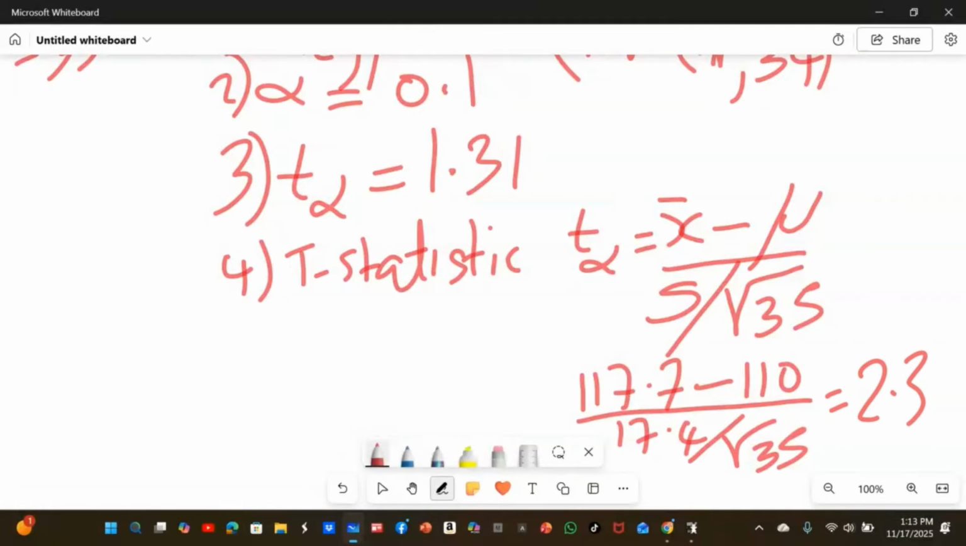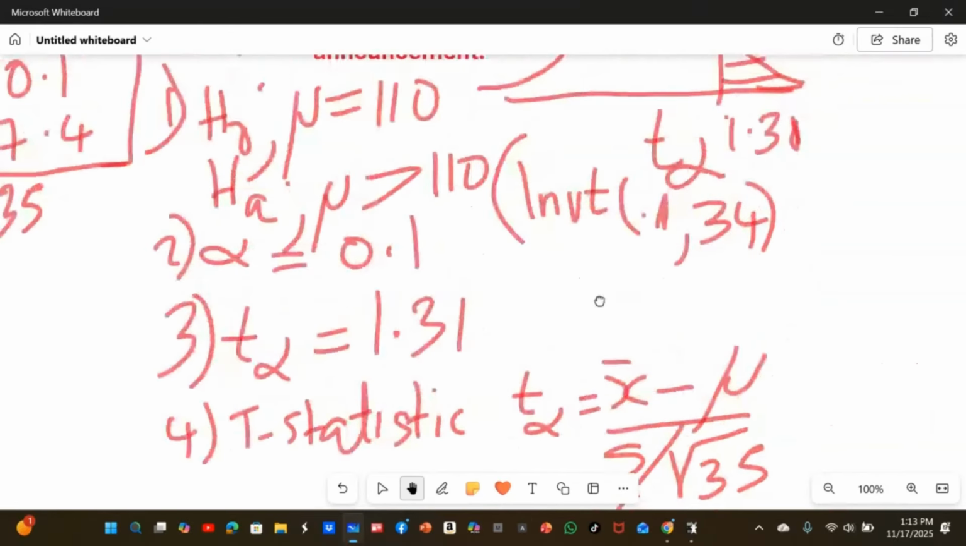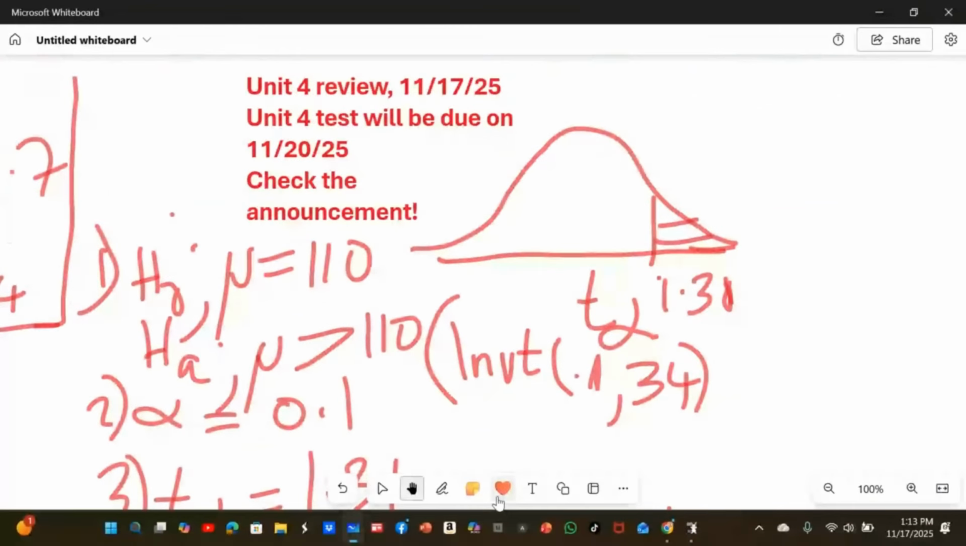Okay, and I can actually write it on the curve too. So I'll bring down the curve and write 2.3 as the test statistic. Now I'm going to use another pen. So 2.3 falls into the rejection region, because the boundary line is 1.31.